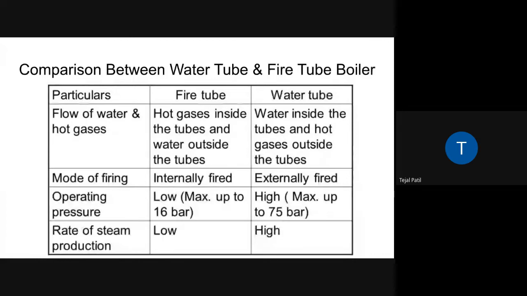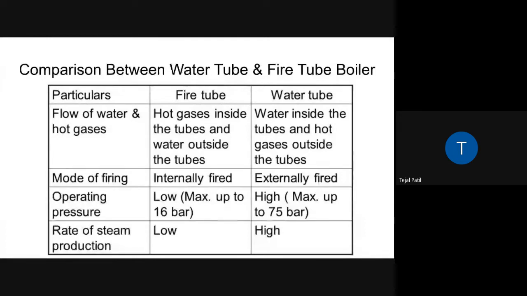So you can see there will be very little contact of the fire with that water, right? In that case, a very low amount of heat is transferred toward that water. So that's why the pressure obtained over there is low, because the volume is bigger. So the pressure obtained will be low comparatively to the water tube boiler. You can see here, the maximum pressure you can obtain is only about 16 bar.